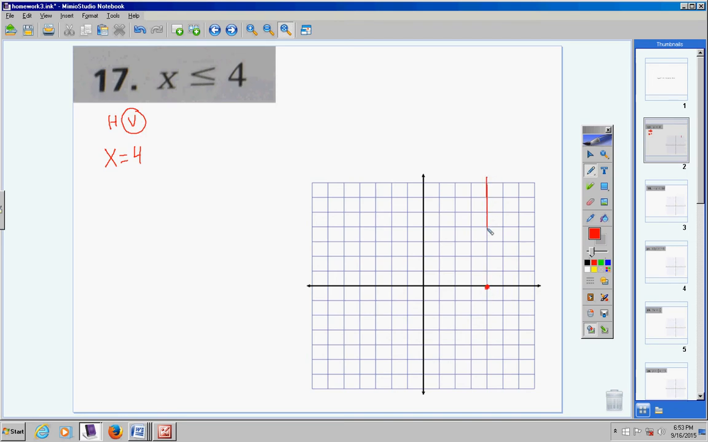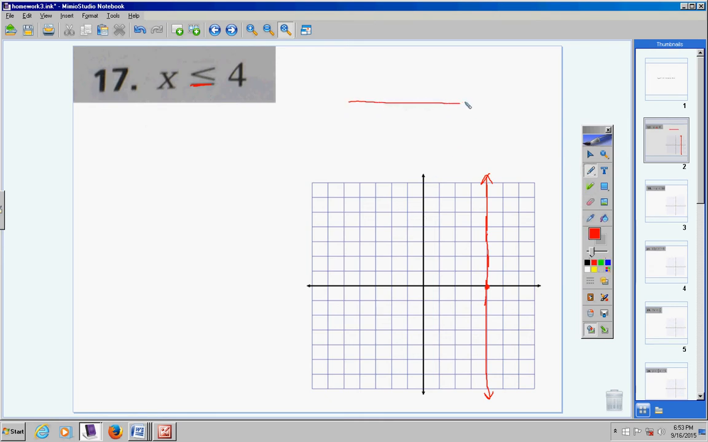Now it's going to be a solid line. And don't forget to check that it's going to be a solid line because of the equal sign right here. Okay? So step one is now finished. Step one is to graph the line, and to make sure when you graph it to check to see if it's dotted or solid. Okay? Now, next, step two, decide where to shade.